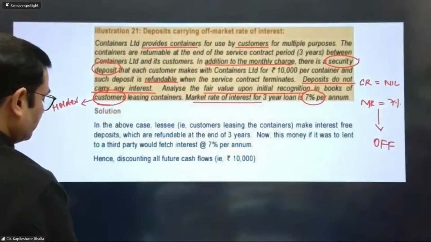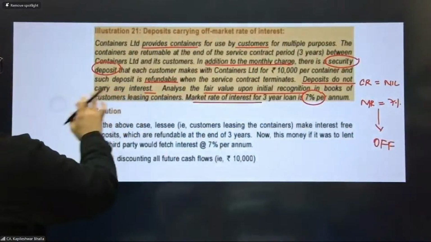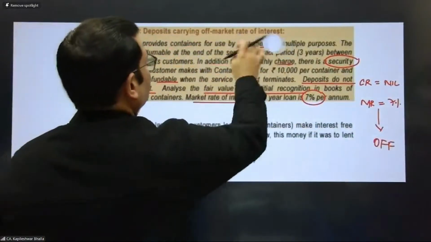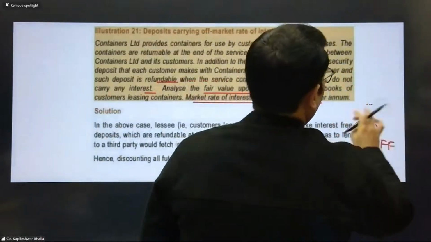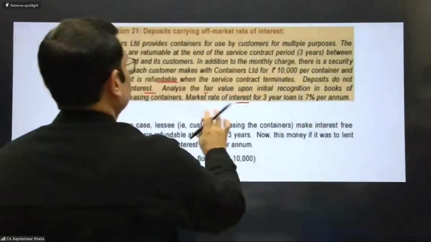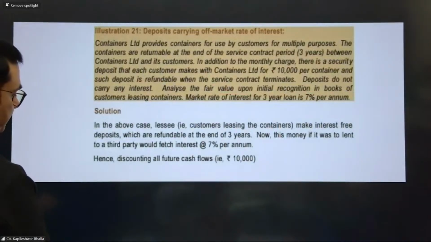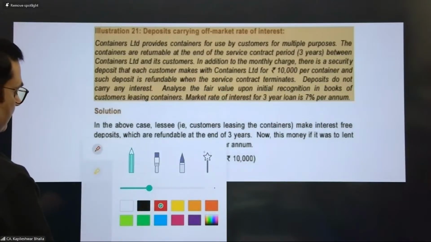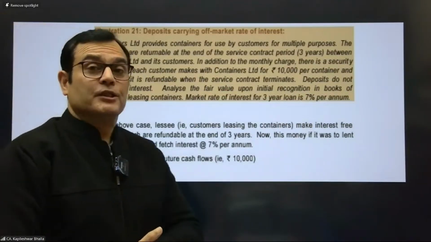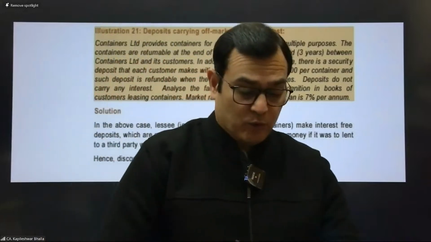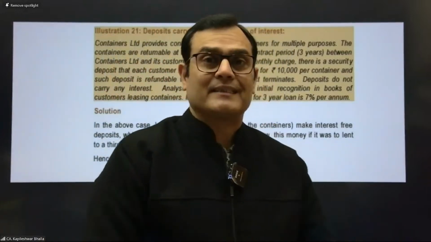Okay, so let's first do this particular question with you. I'm coming back to illustration number 21. Just to have a little more detail on this, let's have a look at illustration 21 again and see how we are going to account for this.